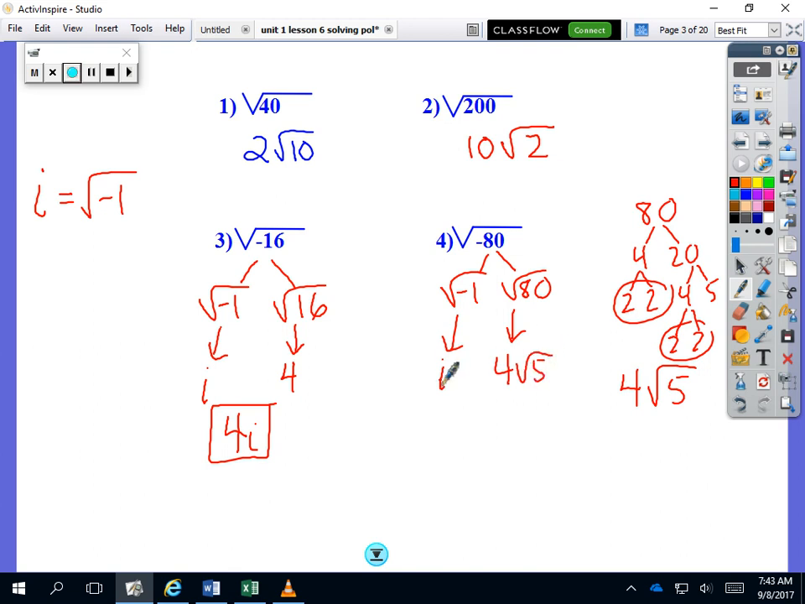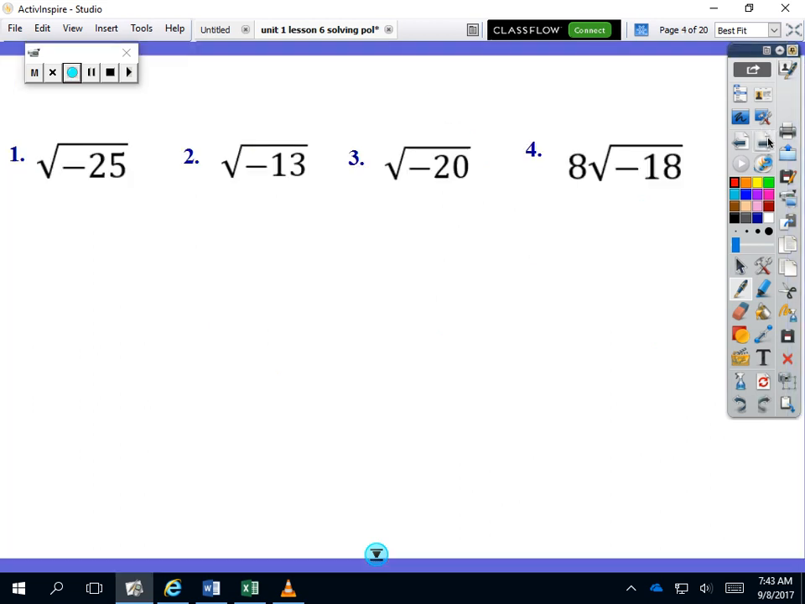Now I have to multiply the i times the 4. I don't multiply the i times the square root of 5, because i is no longer under the radical, it's outside the radical. So it's 4i root 5. Okay, so I'm going to give you 4 examples I want you to try. So you'll have to stop the video, try these 4 examples, and then come back and I'll give you the answers.